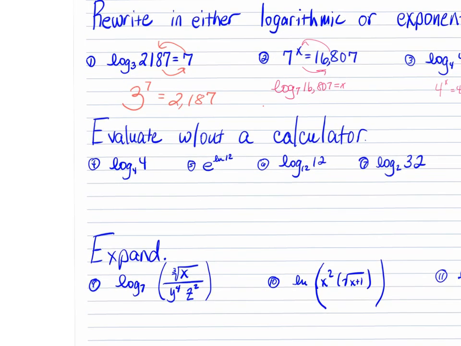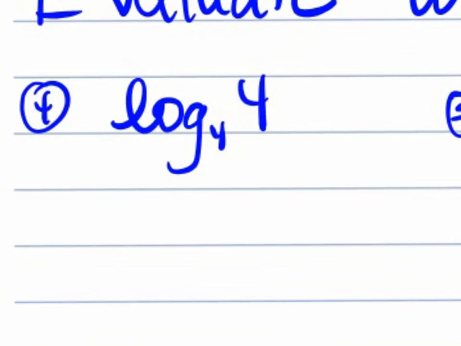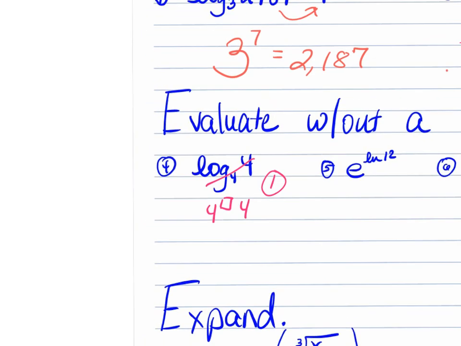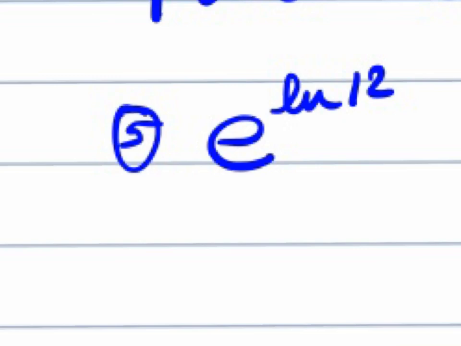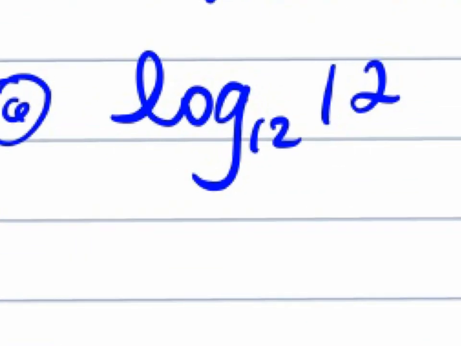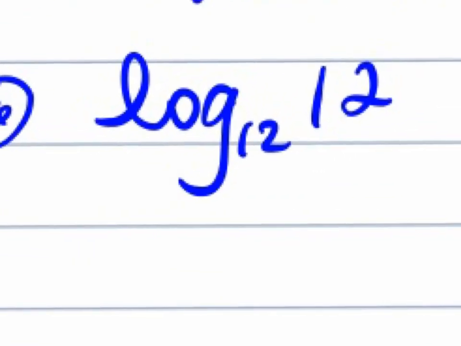All right, now it says to evaluate without a calculator. Well, this is our log rules. If I have log base 4 of 4, what this is saying is 4 to what power gives me 4? 1. This just cancels out and becomes 1. What do you know about E and ln? They're what of each other? They're inverses, opposites. So E and ln cancel out. My answer here is just how much? 12. Good. All right. Log base 12 of 12. 1. It's just 1. Perfect.